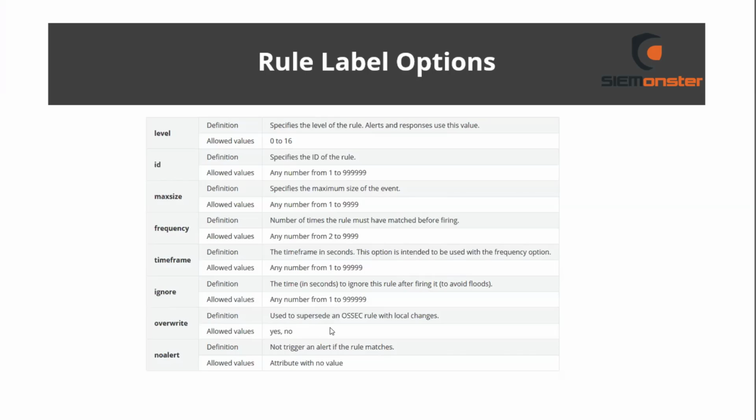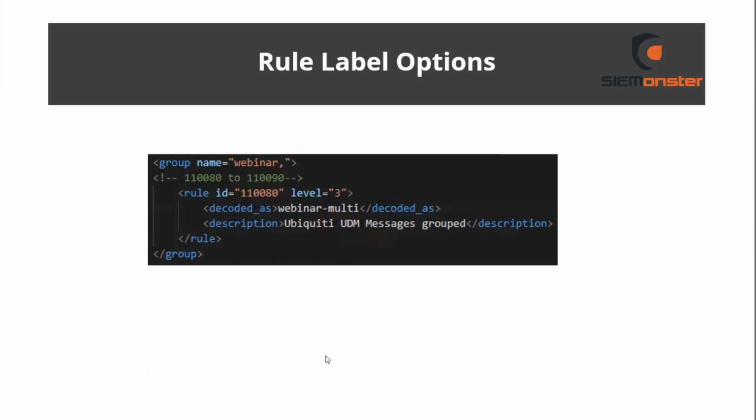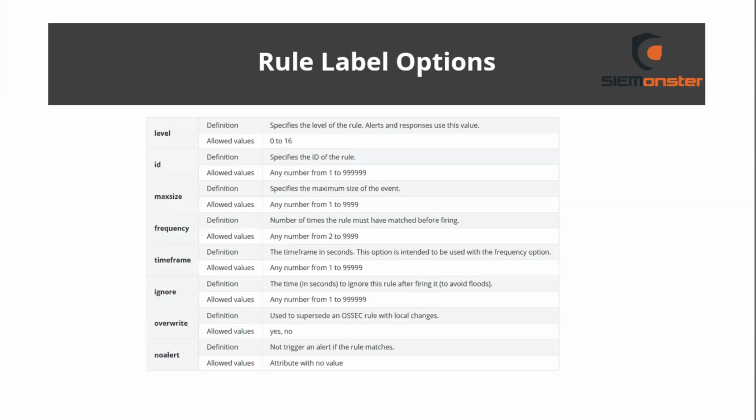Overwrite is when you're creating a rule in the custom rules section of the Wazuh folder structure. You can create a rule with a conflicting rule ID, but then you have to add overwrite, which means that it will overrule the original rule that came with the system. And this is the only exception where you're allowed to use the same rule ID in the environment. And no alert will just mean no alert if it matches. That can sometimes be used for testing purposes.